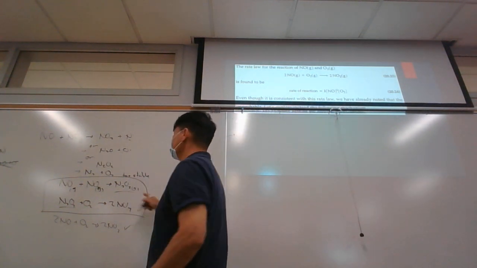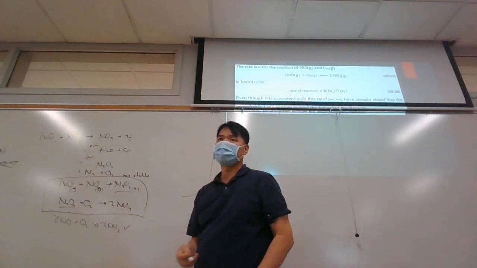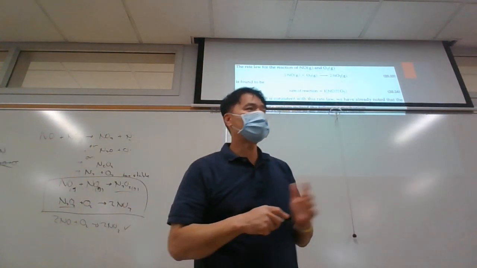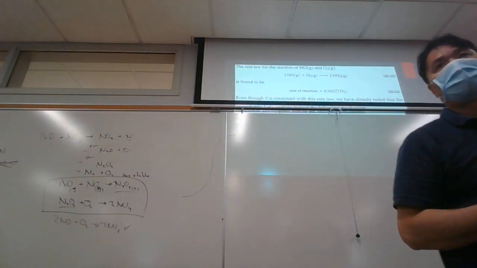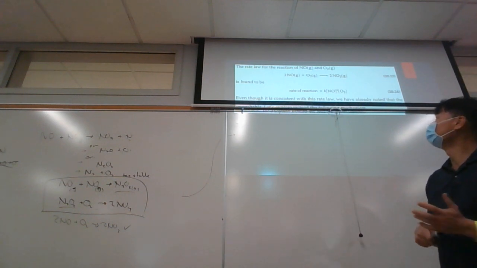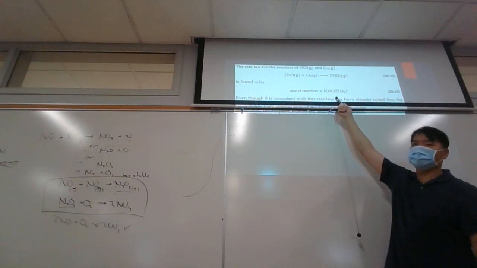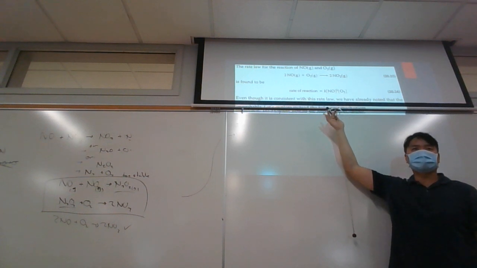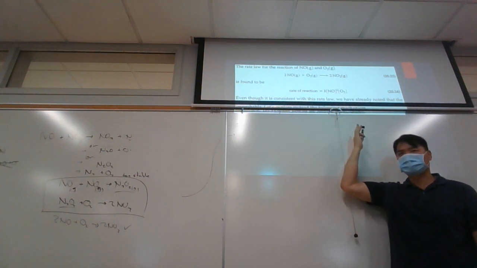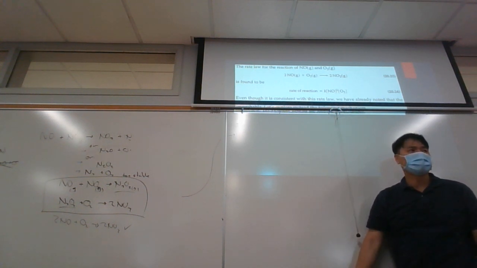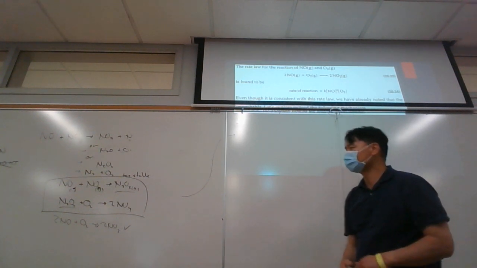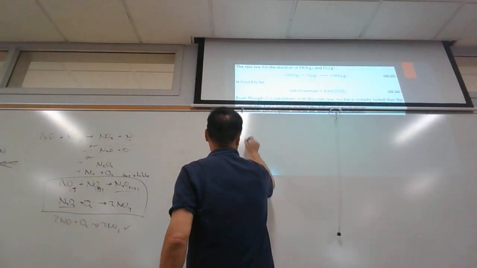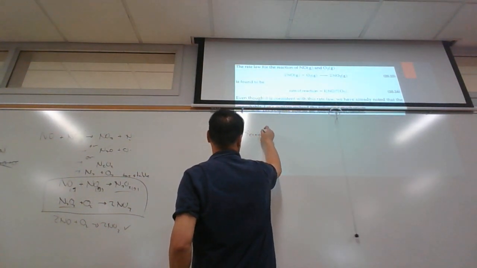Could the first step be the slow step? Could I say step 1 is a slow step? No. And the reason I can't is because it wouldn't agree with the experimentally determined rate law. So if the theory doesn't agree with the experiment, then forget it. Could the second step be the slow step? That's our only choice, the second step.